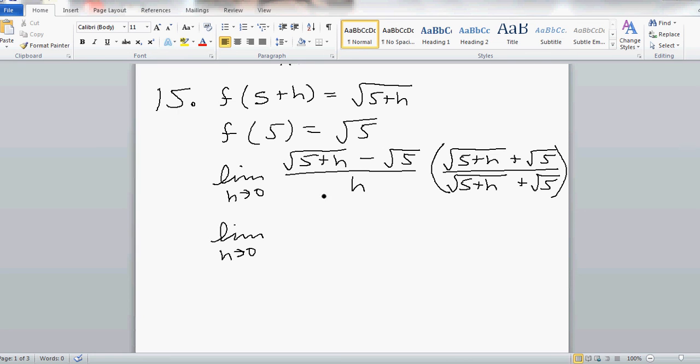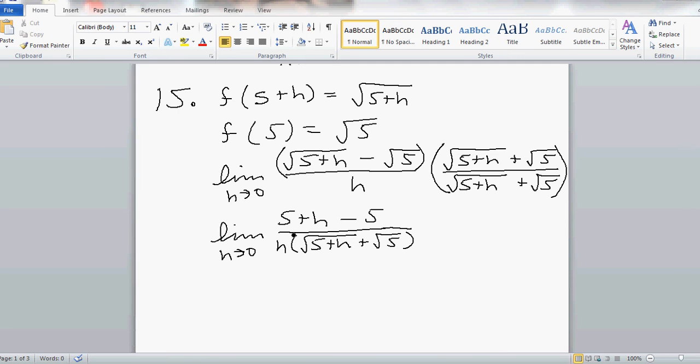Okay? So the square root of 5 plus h minus the square root of 5, times the square root of 5 plus h plus the square root of 5, is equal to 5 plus h minus 5, because those will square. The outer and the inner terms will cancel each other out. That's the whole point of rationalizing. And then negative root 5 times positive root 5 is minus 5, all over h times the square root of 5 plus h plus the square root of 5.